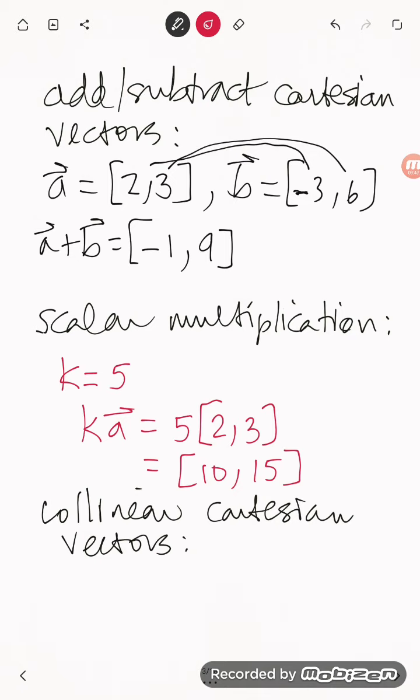And if our scalar is negative, then just like for a geometric vector, it will turn the vector around to the opposite direction.